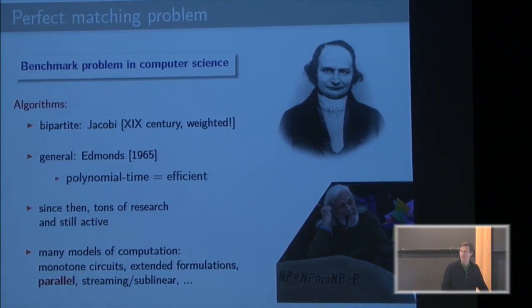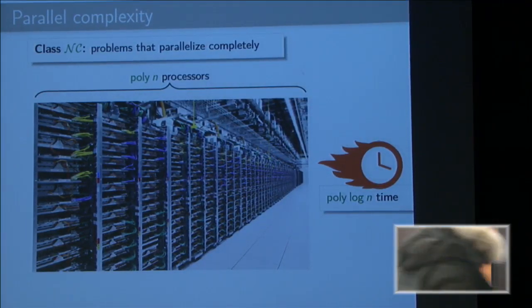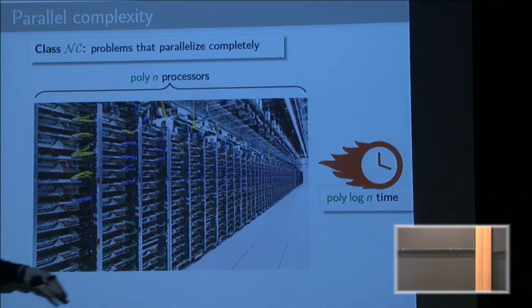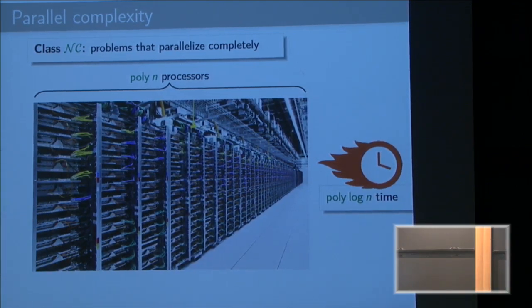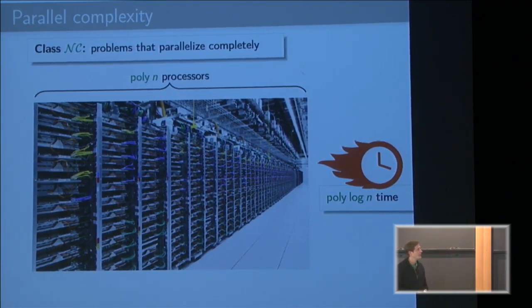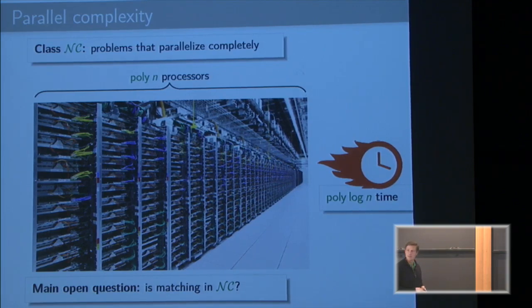Here we will focus on parallel. What do we mean by parallel? We are interested in problems that parallelize completely. I allow you to use many processors, unreasonably many: polynomially many processors, but with that many processors you want to run extremely fast, in polylogarithmic time. One of the main questions here is whether matching is in NC. This remains open.